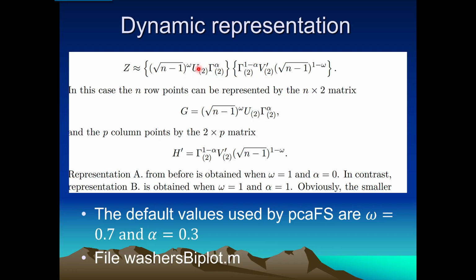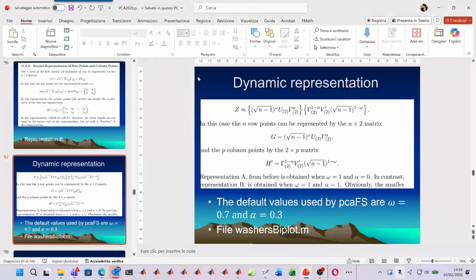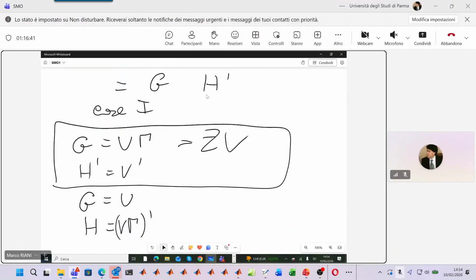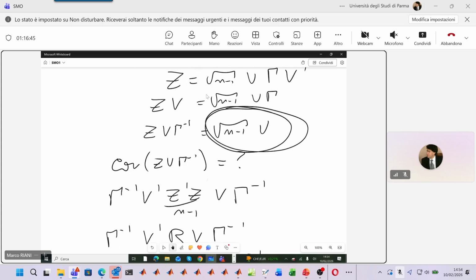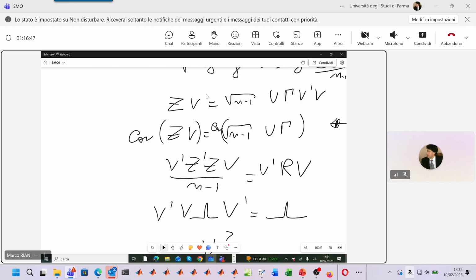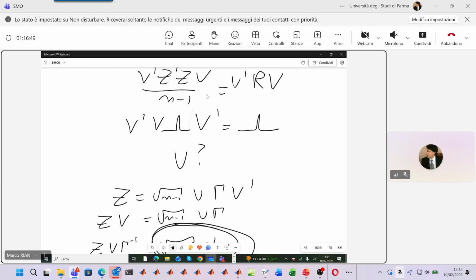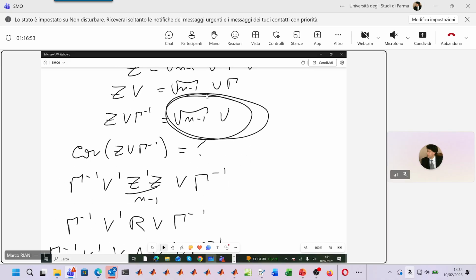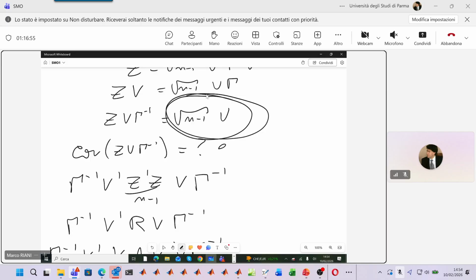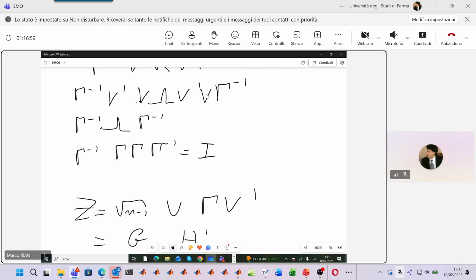What is matrix U? Matrix U is the matrix of standardized principal components. So the covariance of U is equal to the identity. And then we have shown it.